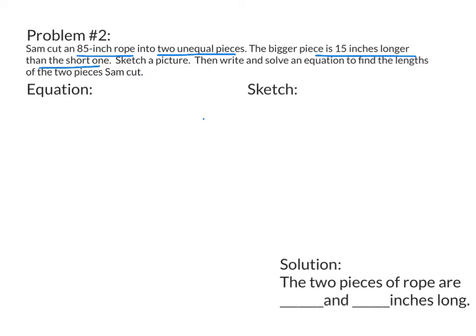I'm going to make a line to represent our rope. And we know that it was 85 inches to begin with, so I'm going to label that up top here. That's 85 inches.